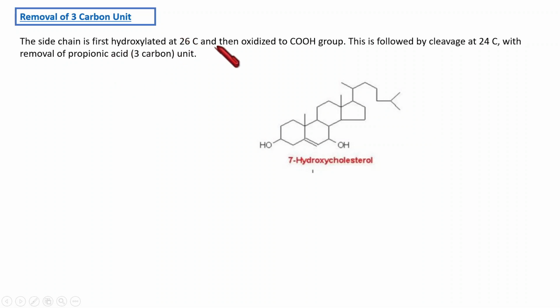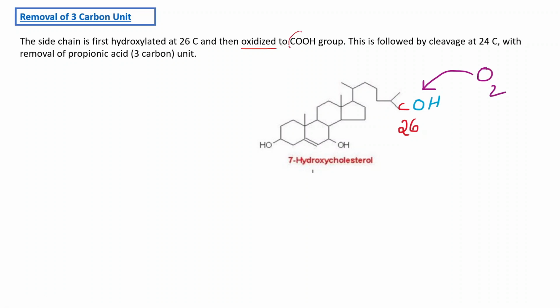Then we are moving to the second step, that is the removal of a 3-carbon unit. What processes are taking place during that step? The side chain is first hydroxylated at the 26th carbon. This is the 26th carbon. It undergoes hydroxylation, so a hydroxyl group is added, and then that same carbon undergoes oxidation.